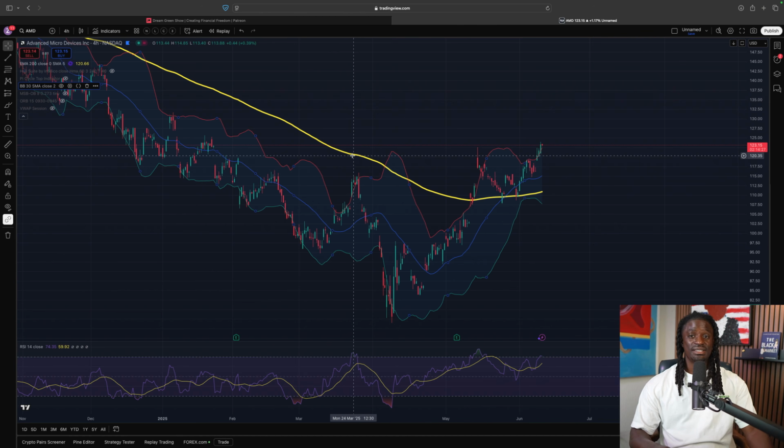We know that it used this as a support and a resistance line. So it's at the top of the Bollinger Band. It's near this resistance line, and it's overvalued right here. So when it became overvalued, guess what? It went from the top of the Bollinger Band all the way back down to the bottom of the Bollinger Band.